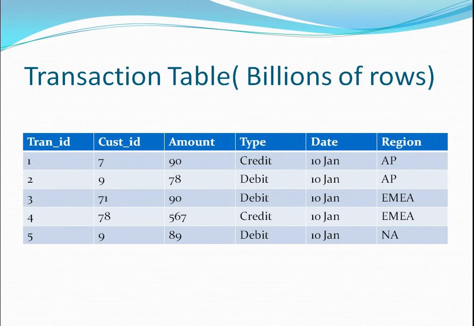We have this transaction table that has 6 columns. It has the transaction ID, the customer who has done the transaction, the amount that's been used, whether it's being credited or debited, the date of the transaction, and the region in which the transaction has been performed. Obviously this is a subset of the data. We have billions of rows in the table. Now let's understand the scenario that we have at hand and see how partitioning can help in that particular scenario.